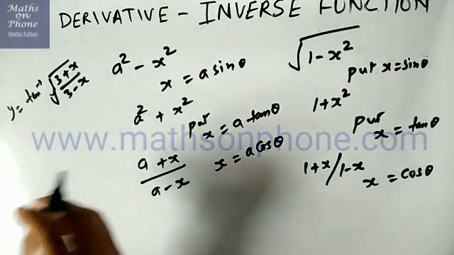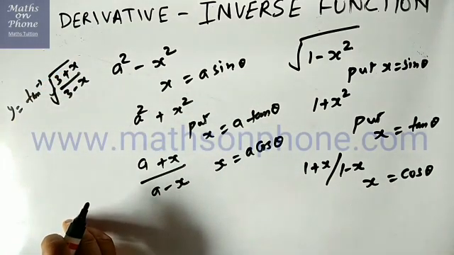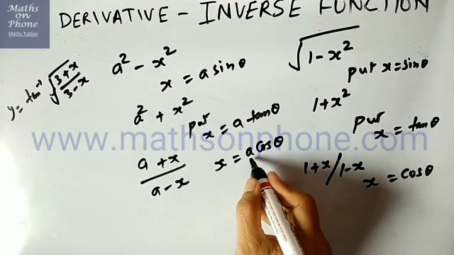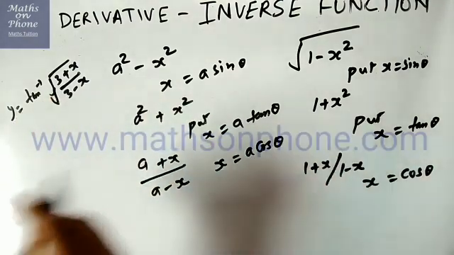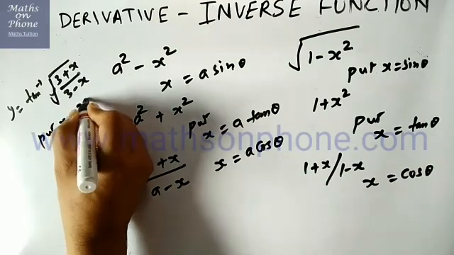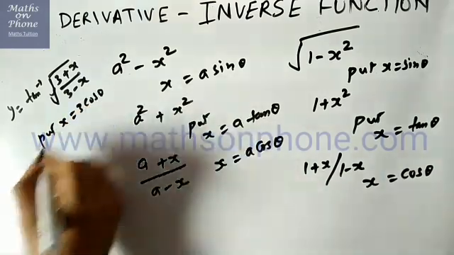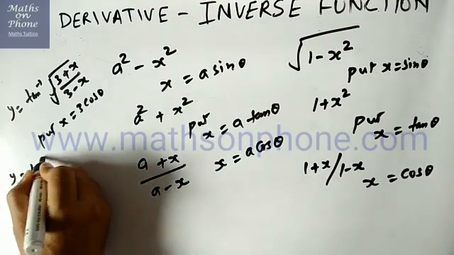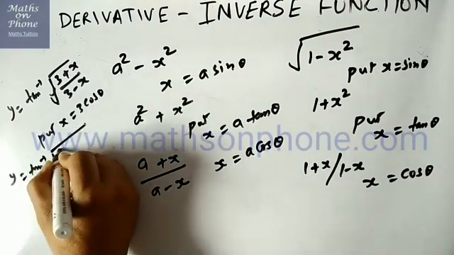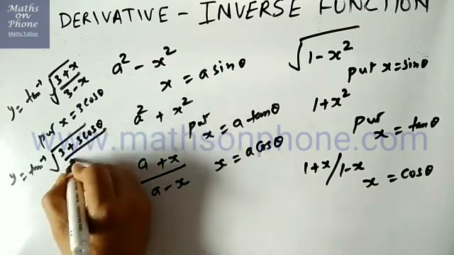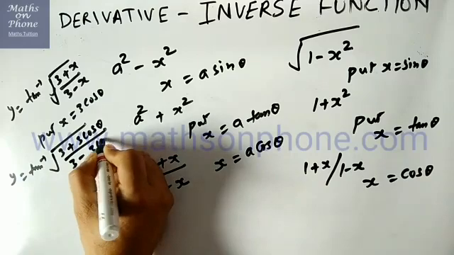What you need to substitute here for x, can you tell? For x you can put a cos theta, that means a is 3 cos theta. So put x is equal to 3 cos theta. See what it is coming out to be. y is equal to tan inverse, and here (3 plus 3 cos theta) by (3 minus 3 cos theta).